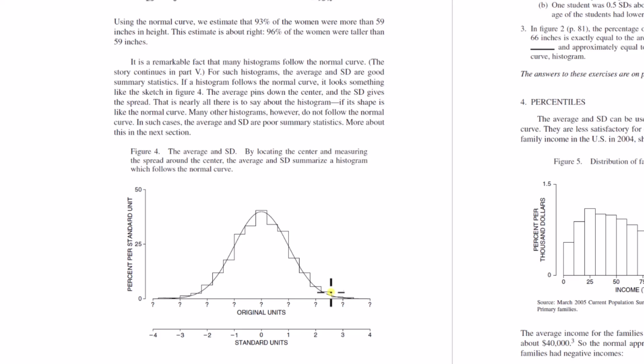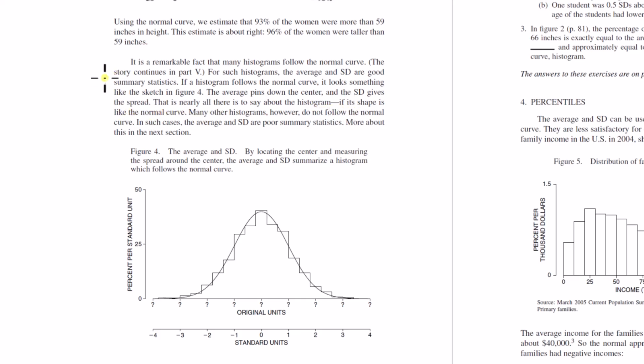It kind of follows that normal curve, and it's saying it's remarkable how many histograms behave this way. You can approximate them with a shape like this, right? So symmetrical about the average and then distributed in this way. You could be symmetrical about the average and be distributed differently than the normal curve. But it's remarkable how many histograms are symmetrical about the average and then follow a shape like this. The average pins down the center and the standard deviation gives the spread. This is nearly all there is to say about the histogram if its shape is like the normal curve.